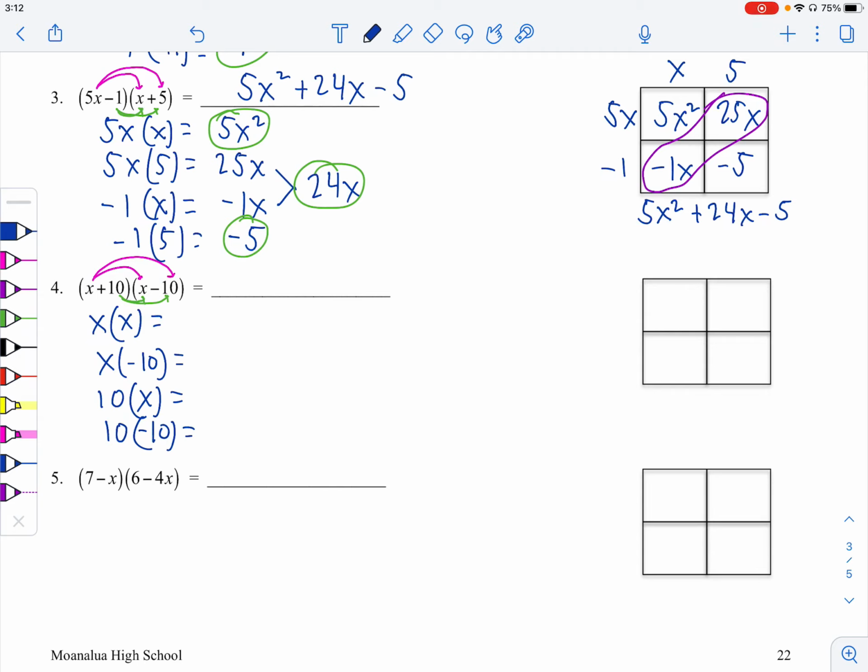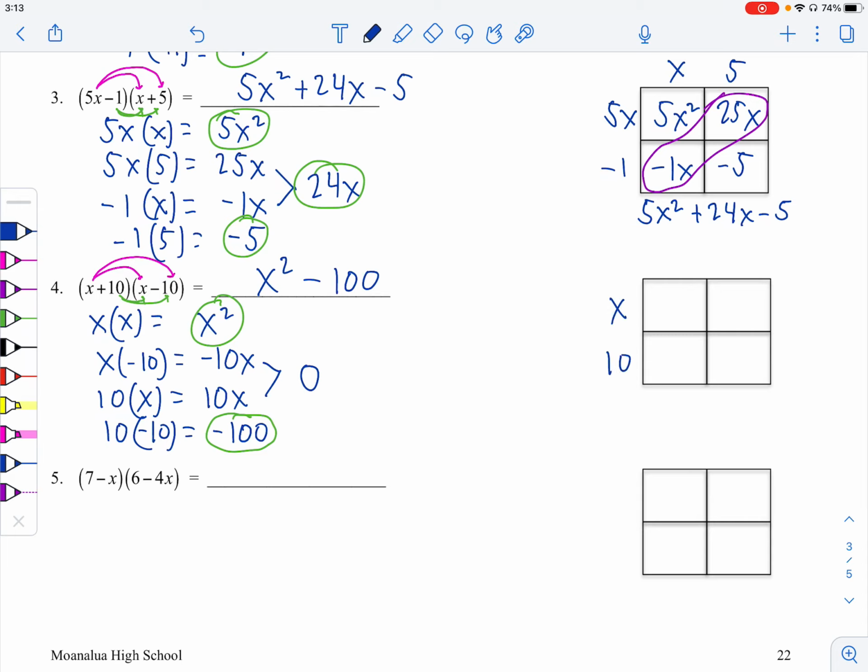X times x, we have 2 x's, so x squared. Next one is just negative 10x. Next one is positive 10x. And then 10 times negative 10, negative 100. And then we combine like terms. Negative 10 plus 10 is 0, right? So it's 0. That cancels out. There's no x's in there. So all we're left with is x squared and negative 100. So our answer is just going to be x squared minus 100. Because we have no x's because it canceled out, so we don't have to write it.